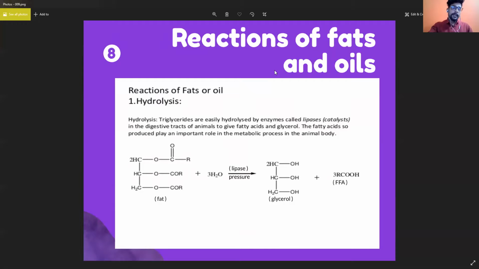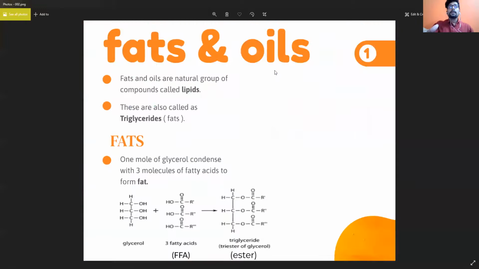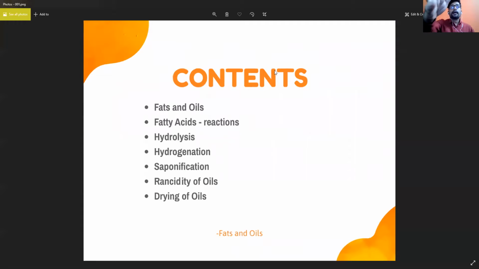All the reactions are based on either the reaction involving the acid group or the reaction involving the carbon-carbon double bond, meaning the alkene. In the reaction involving the acid group, generally hydrolysis and saponification occur, and in the reaction involving the alkene, meaning the carbon-carbon double bond, hydrogenation and rancidification occur. There are many important reactions of fats and oils, like hydrolysis, hydrogenation, saponification, rancidity of oils, and drying of oils.